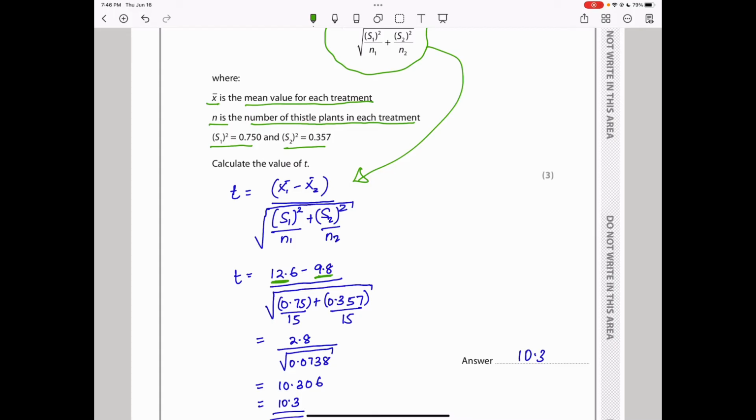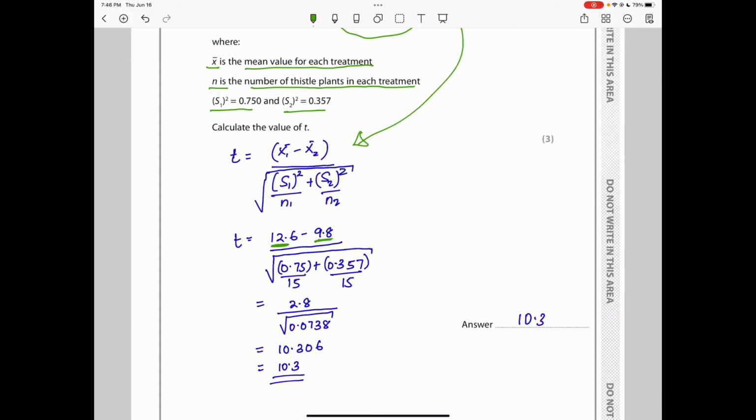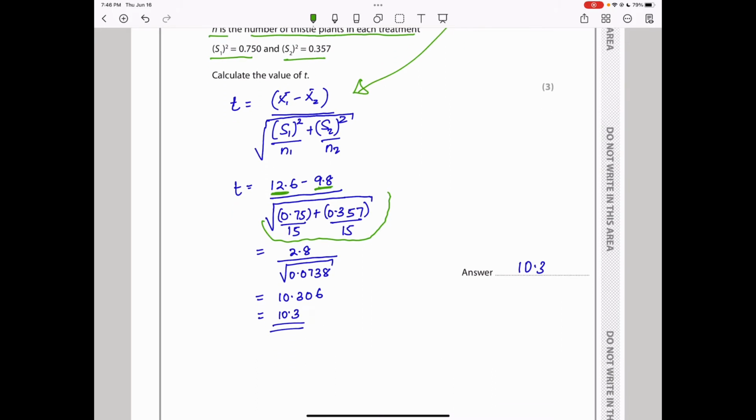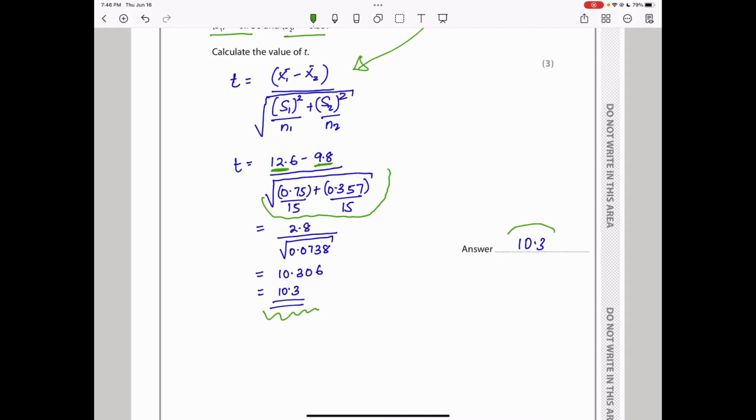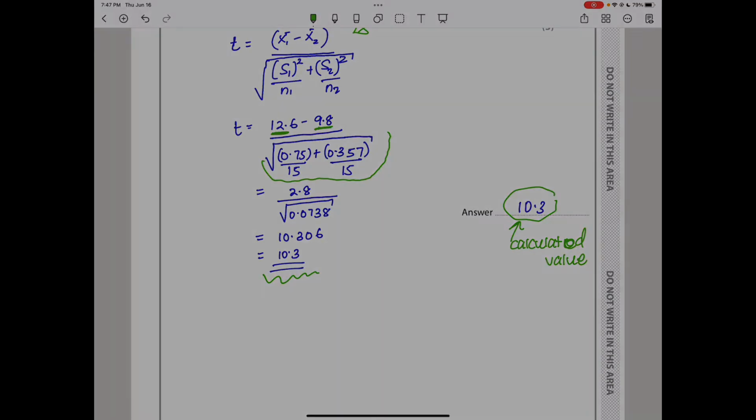So 12.6 minus 9.8 divided by the values we have substituted in here, keeping in mind that n is going to be 15. And then when you use your calculator, the resulting answer is going to be 10.3. 10.3 is actually your calculated value when you do this t-test. Calculated value. So we have to keep this value because usually on the next page they're going to give you the table of critical results and ask you to see if significance exists.